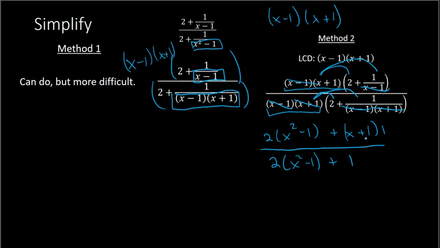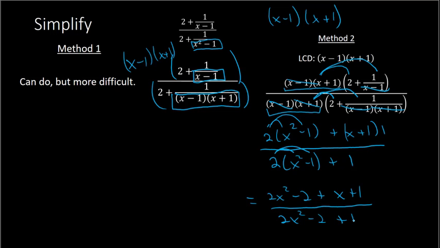Alright, so this is what we have, and we just want to simplify the numerator and denominator a little bit. So this would be 2x squared minus 2 for the numerator, and then plus x plus 1 right there. And then in the bottom, we would have 2x squared minus 2, and then plus the 1 out here.